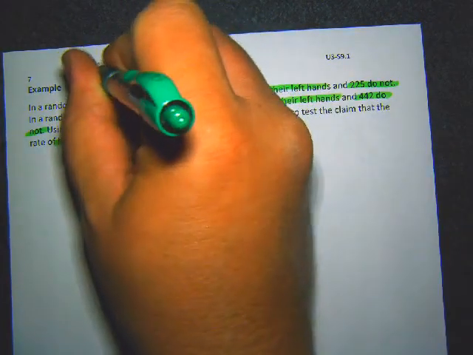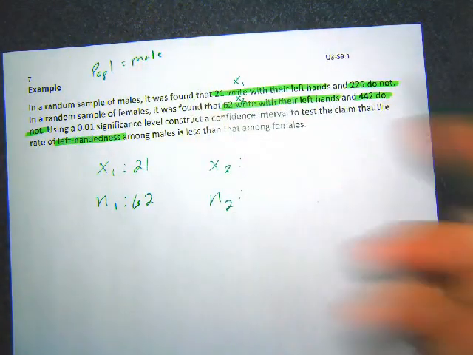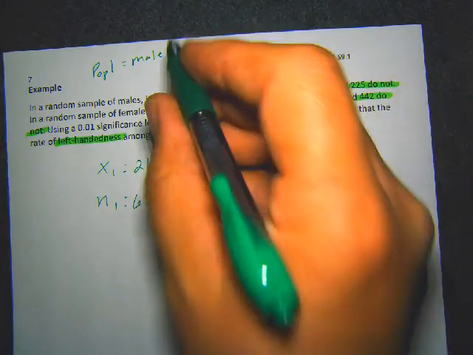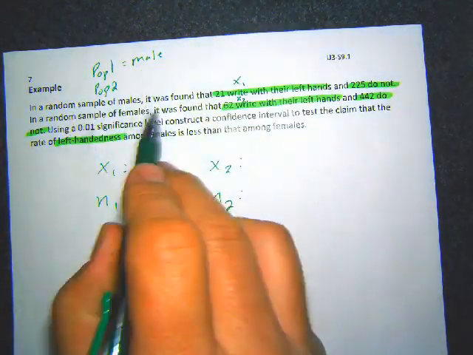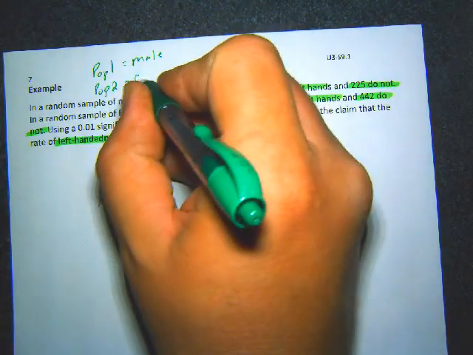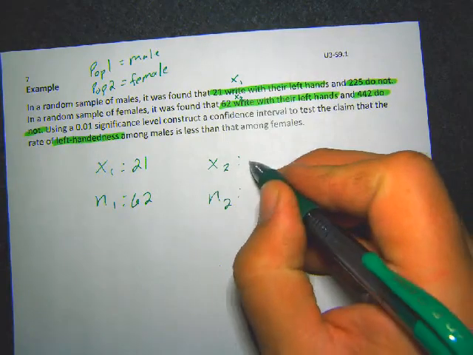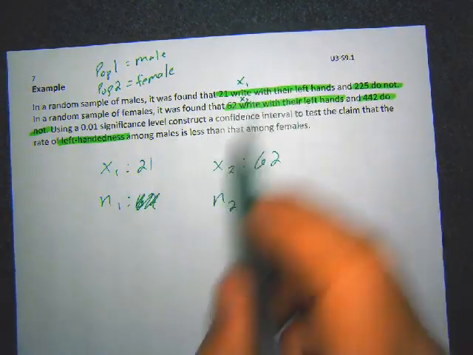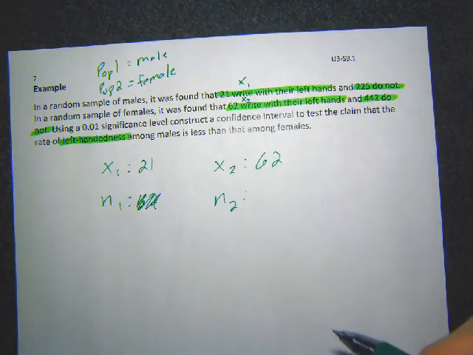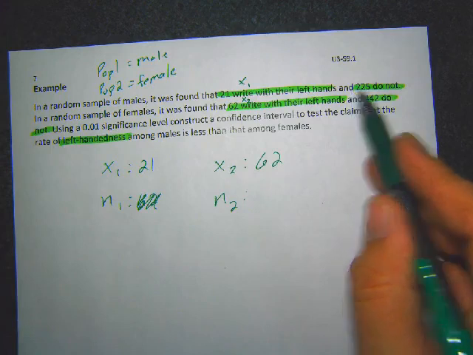I'm going to say population 1 is male, because that's what they gave us first. It doesn't matter which one's which. It's just picking the first one given to be 1, the second one given to be 2. Oh, this is supposed to be 62, not this one. Sorry. So they gave us 21 left-handed, 62 left-handed, but they didn't give us how many total. They gave us how many are not left-handed.